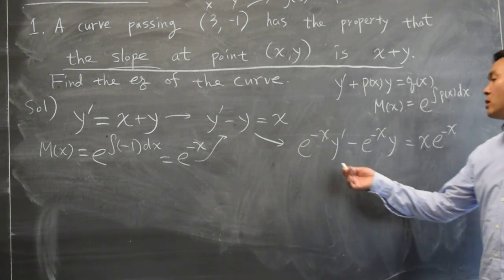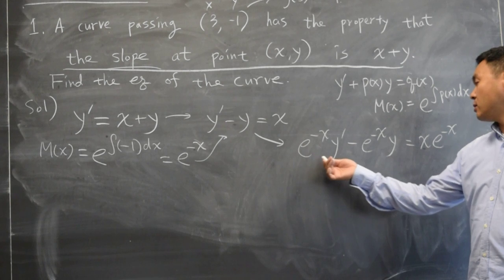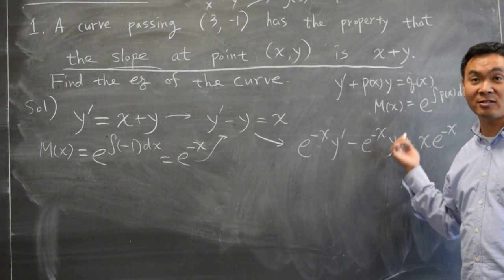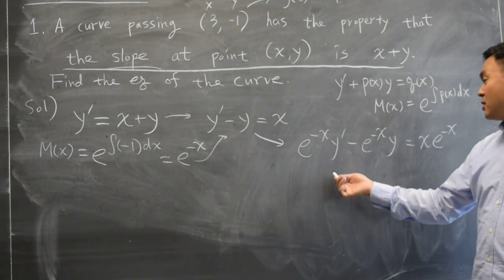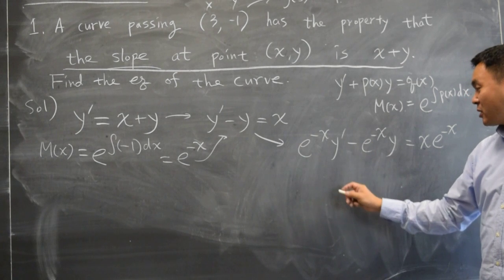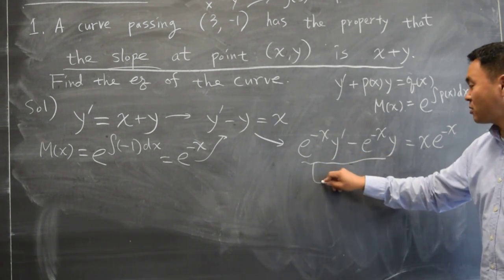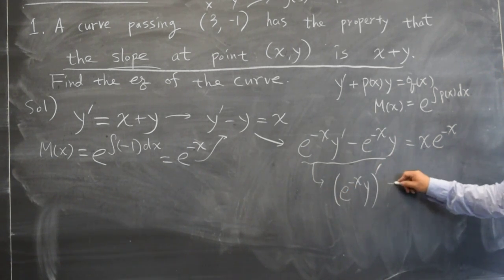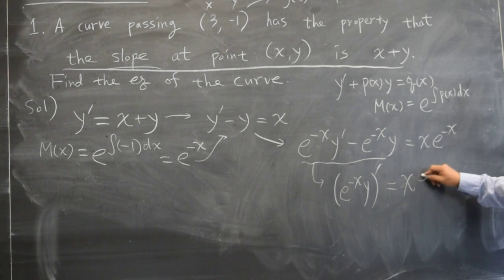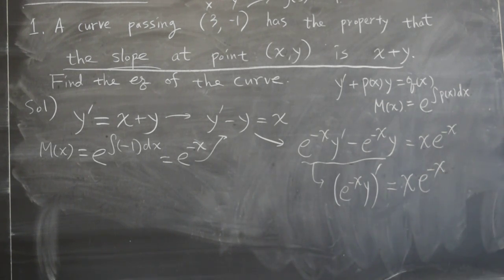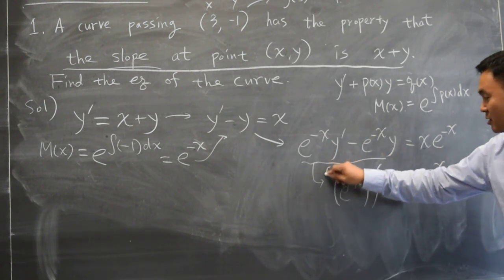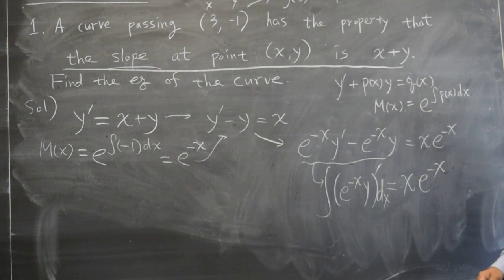Now, we know that the sole purpose of the multiplier is to turn the left side into a product rule of something. It resembles this one, right? This entire thing turns into (e to the negative x y) prime equal to, and the right side is just that. Once you write the entire thing as a single prime, then you can integrate to get rid of this prime. So I'm integrating both sides by dx.